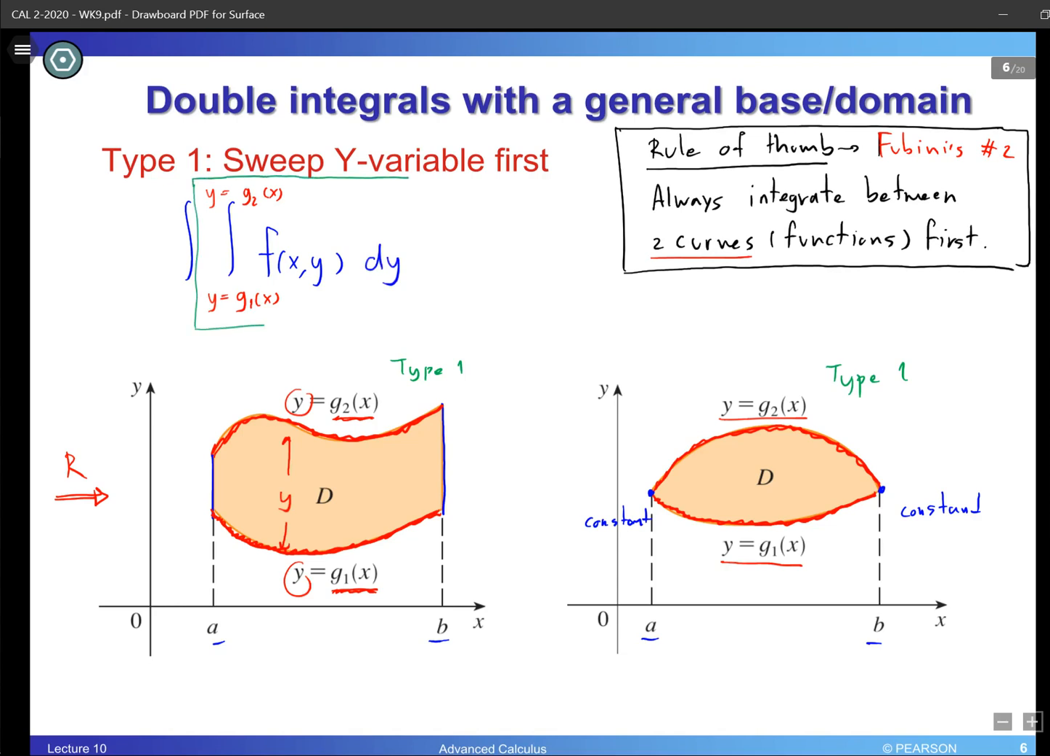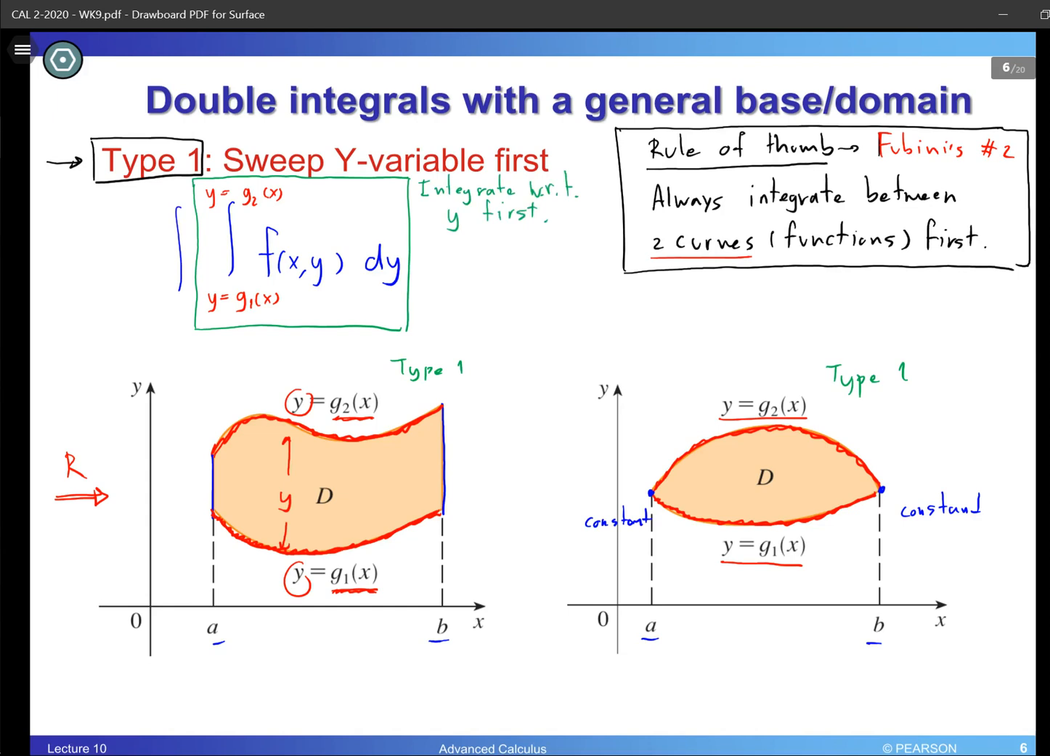Okay, that is the first integration, and since this is too close, I'm going to move this a little bit further away. Alright, now let's make a note right here. For this type 1, by the way, this is type 1, we are going to integrate with respect to y first. Okay, then, now let's take a look at this integrate with respect to y.